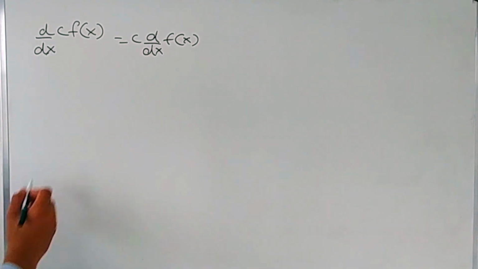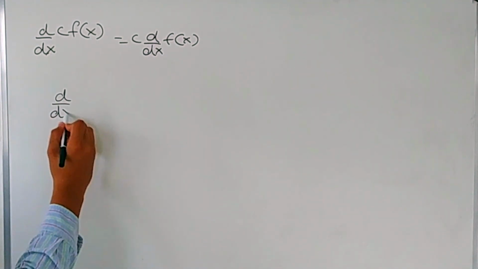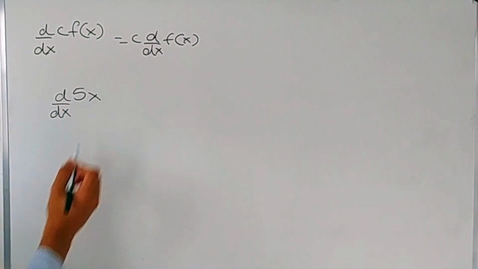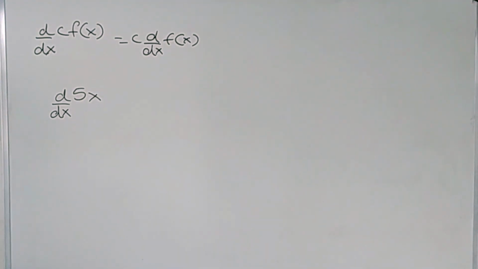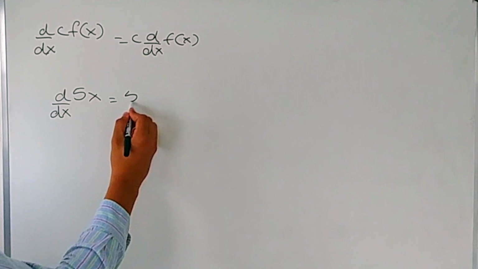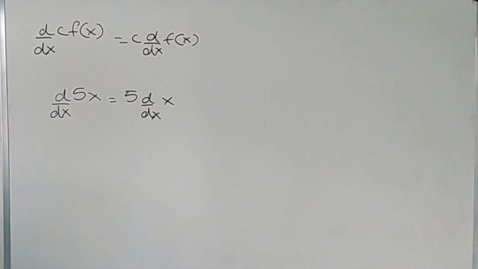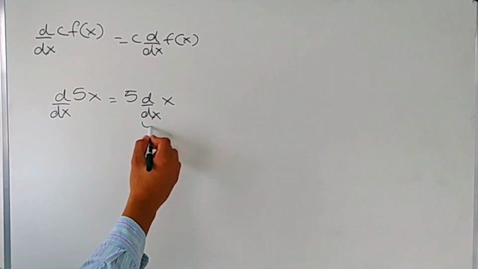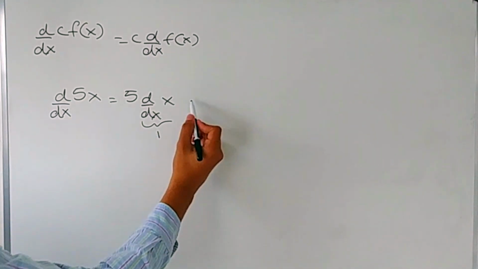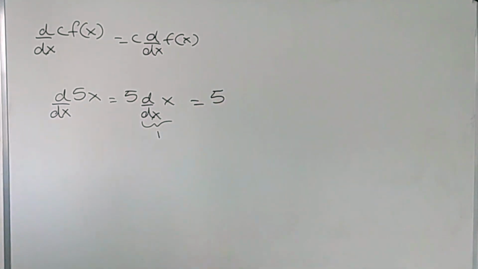So let's say we have something like the derivative of 5x. We're basically trying to find the slope of y equals 5x. So we can say this is 5 multiplied by the derivative of x. We know the derivative of x, or basically the slope of y equals x, is simply 1. So we can say this equals 5.